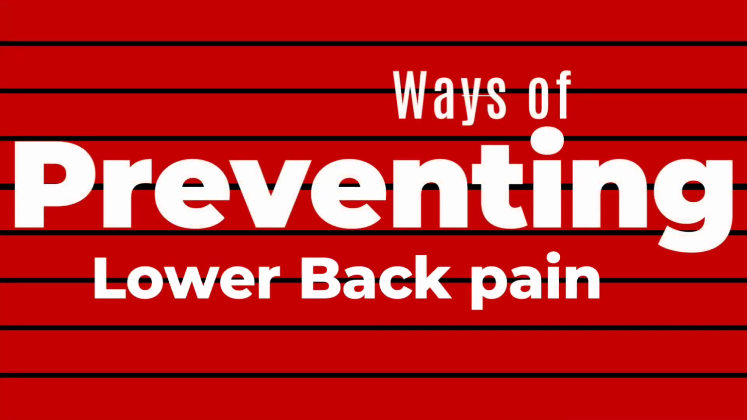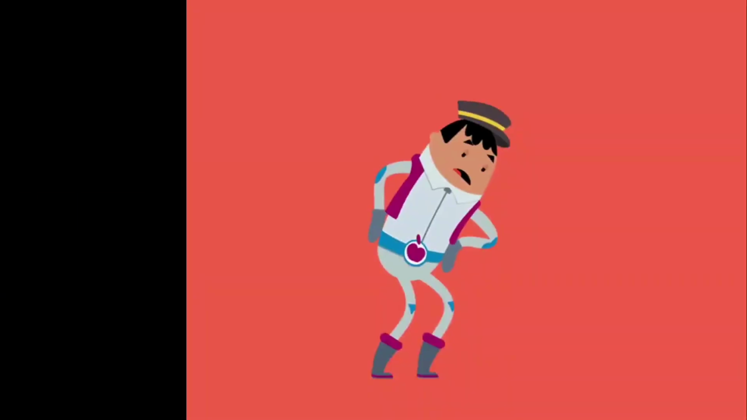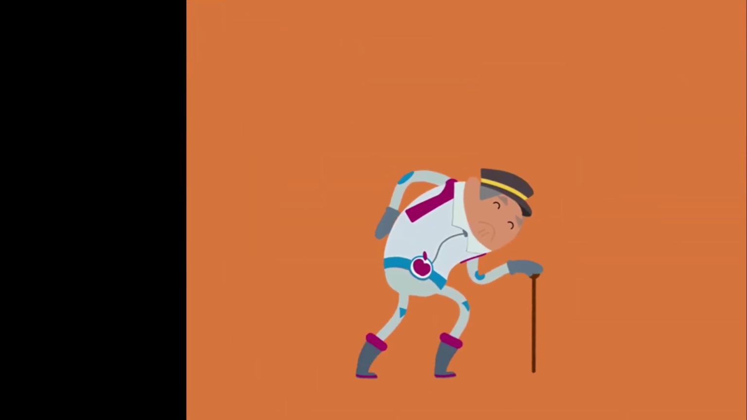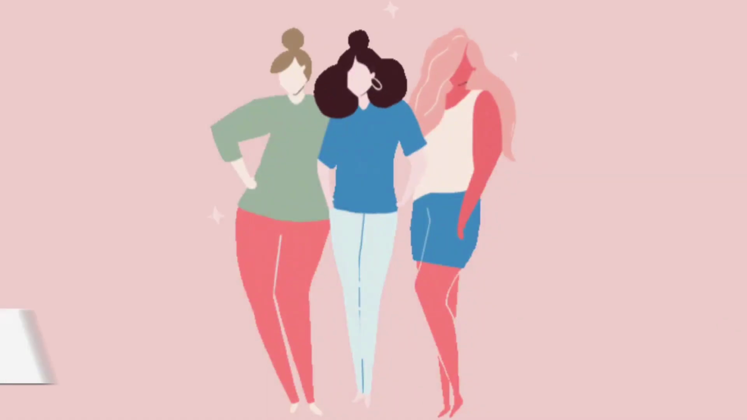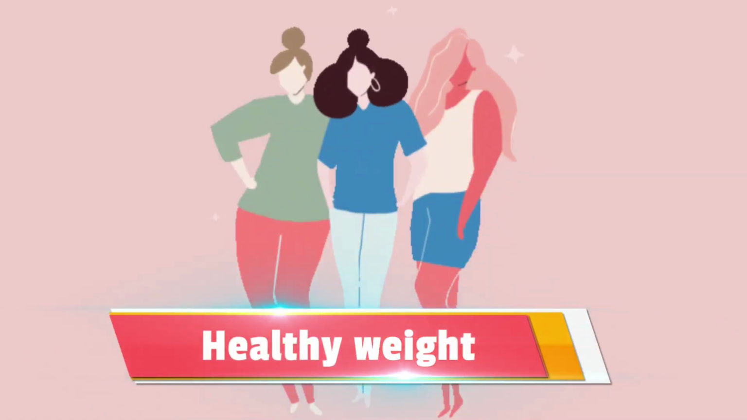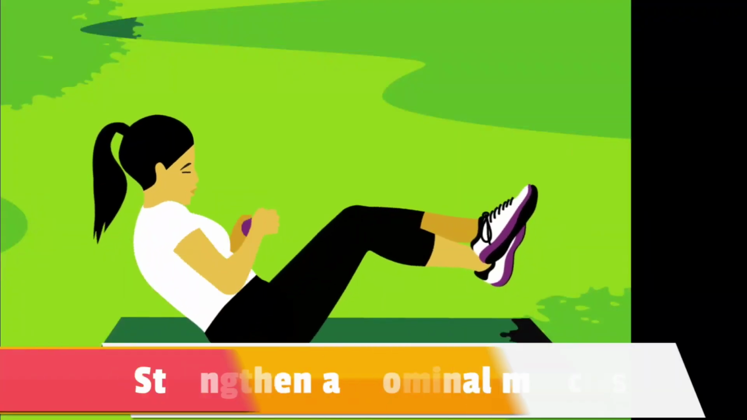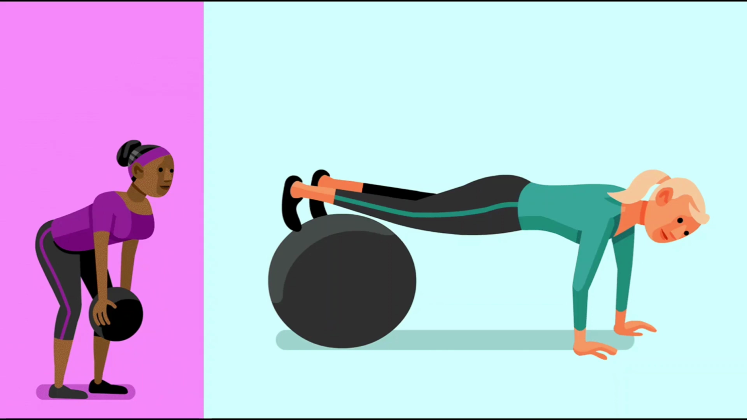Let's now discuss the ways to prevent the lower back pain. Now, there is no sure way to prevent back pain as you age, but there are steps you can take to lower the risk. First of all, you should stay at a healthy weight. Second, you should exercise regularly. Third, strengthen your abdominal muscles. Pilates and other exercise programs can strengthen your core muscles which support your spine.